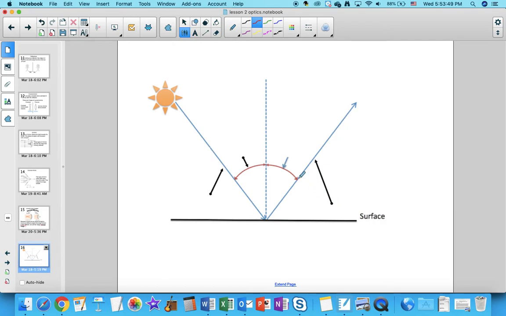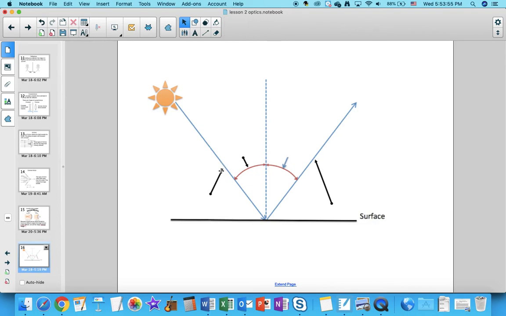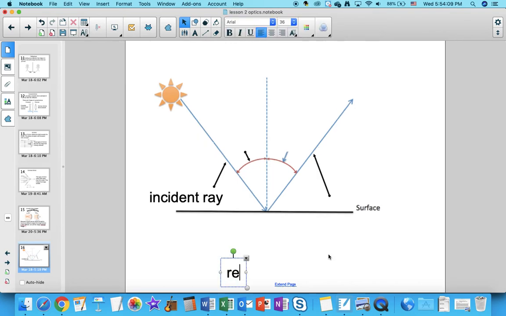Okay, hopefully you paused it. So this ray here, pointing to this, is called the incident ray, right? Or the ray of incidence. Either way works, right? This ray here, because a ray is a straight line with an arrow to describe light, is called the reflected ray.